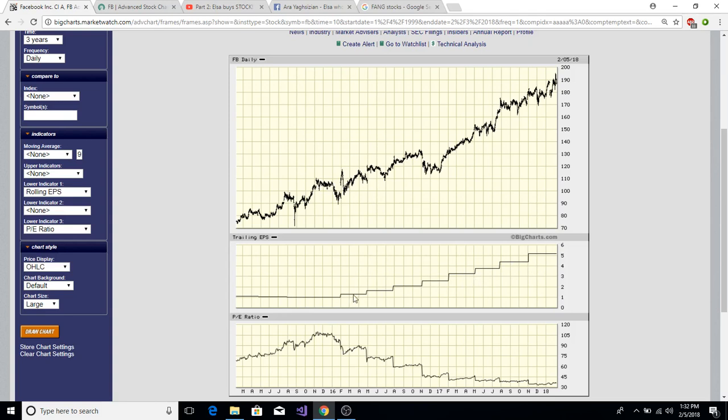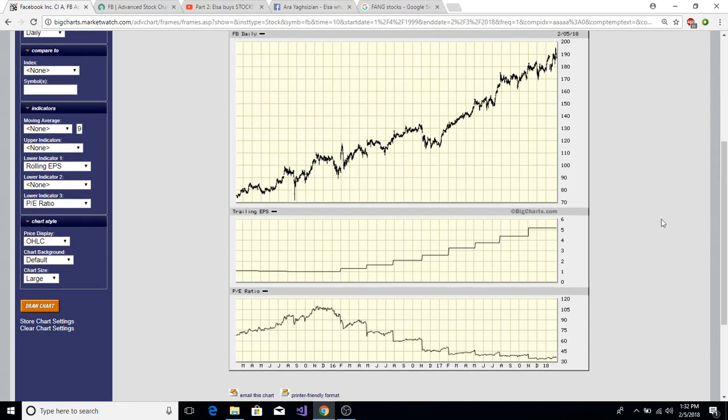So this is what it should look like. Facebook is a perfect example. Every quarter, Facebook is making more, and their rolling earnings per share looks like a staircase. And this is also a textbook case of how it should work: when Facebook was not earning that much money, the PE ratio was still very high. They were in a super growth phase.